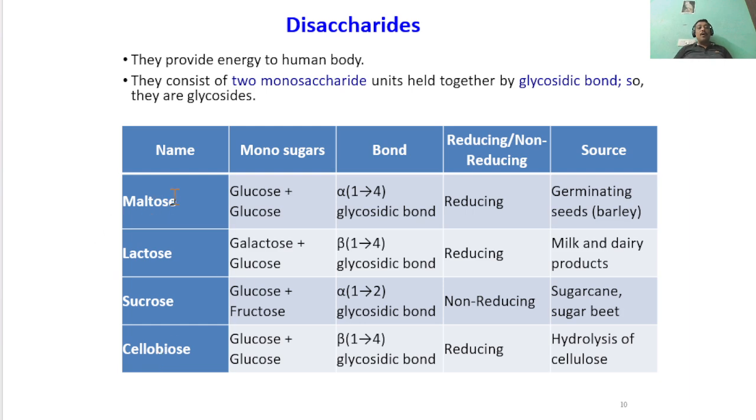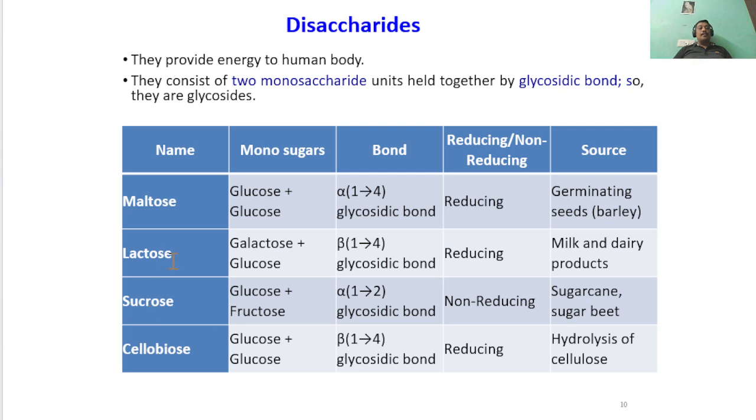So in maltose you have glucose and glucose, and the bond that is formed is an alpha bond, which is formed between the first carbon and the fourth carbon. So we call it a glycosidic bond. So maltose consists of glucose and another glucose. So where is it present? It is present in germinating seeds, especially barley.